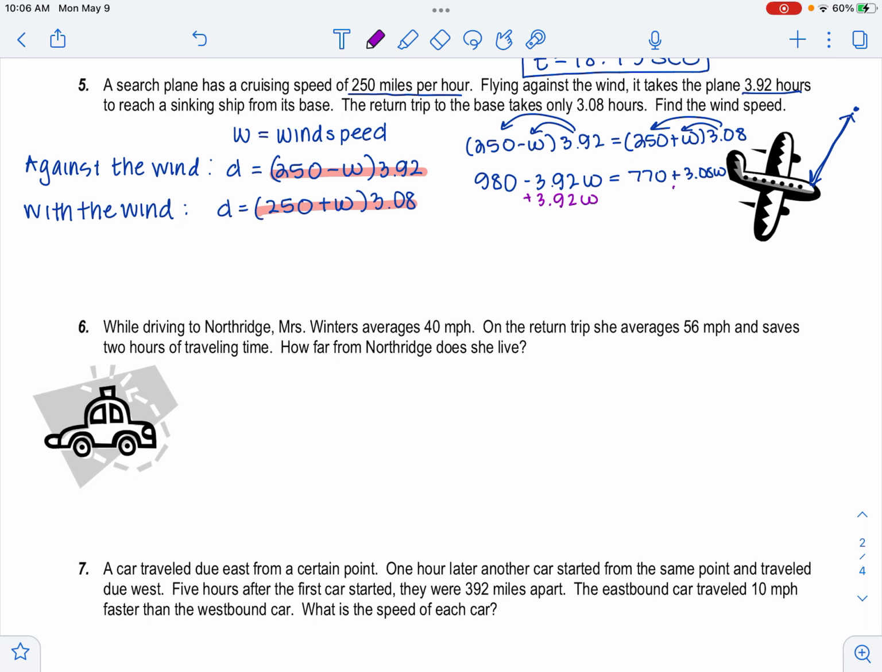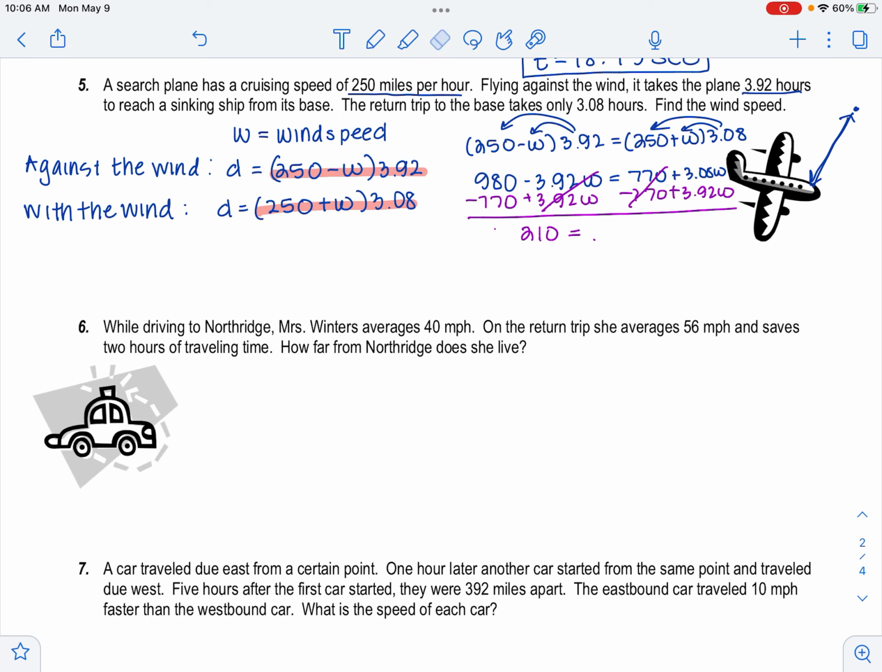All right, I'm going to get all my W's on one side, and I am going to add 3.92W to both sides. And I might as well subtract 770 from both sides while I'm at it. So that gives me 210 is equal to, and then that is, no, not point. What am I talking about? I have to add those.